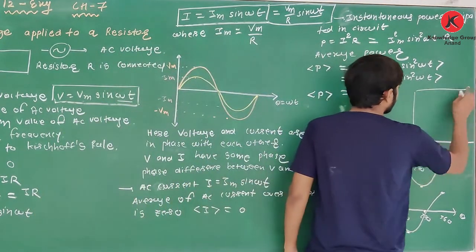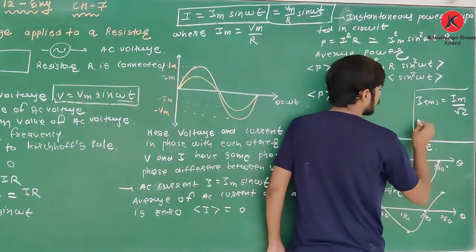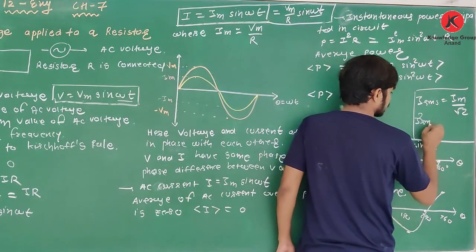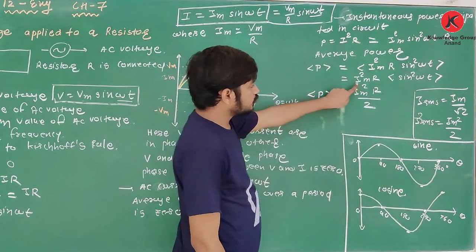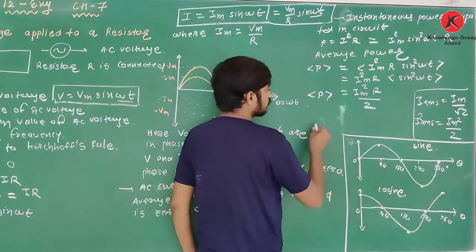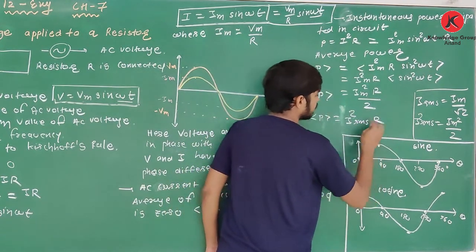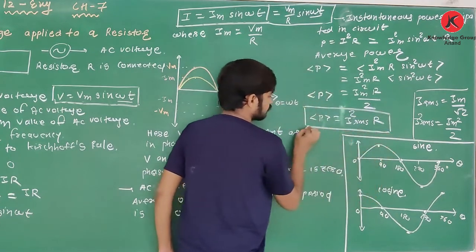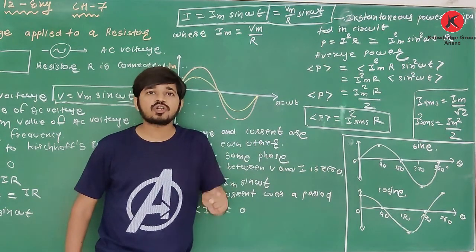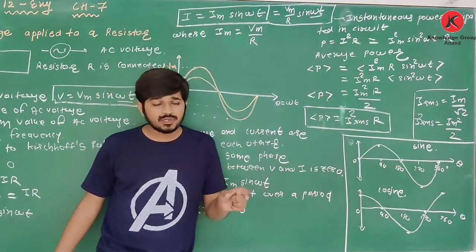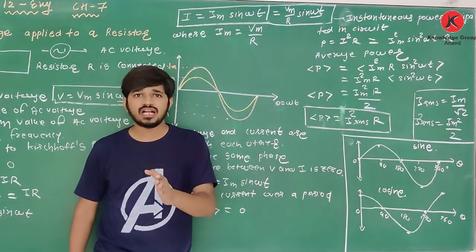Or we can also write this. We know one equation that we have proved. I RMS is equal to Im upon root 2. Then I square RMS is equal to I square M upon 2. So I can replace this I square M divided by 2 by I square RMS. So P is equal to I square RMS into R. Clear about this? And this equation is similar to the equation for a DC circuit, when a battery is used, that is P is equal to I square R.